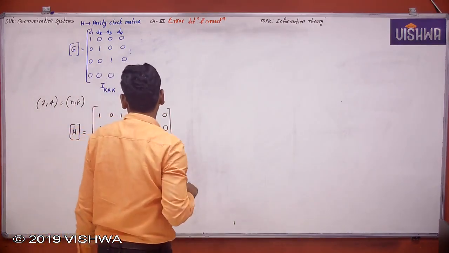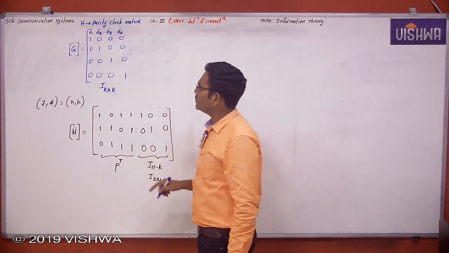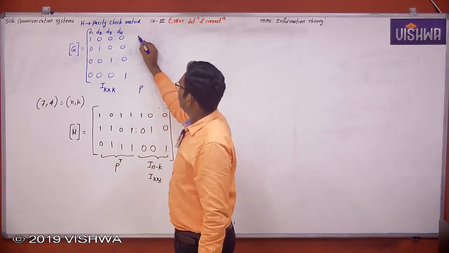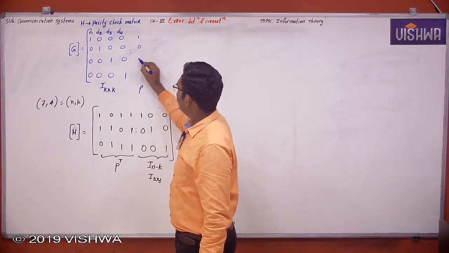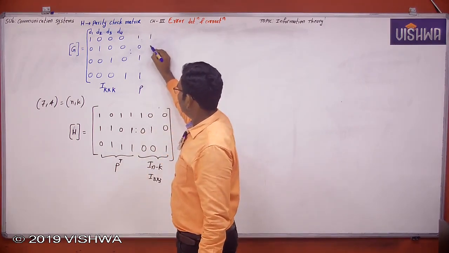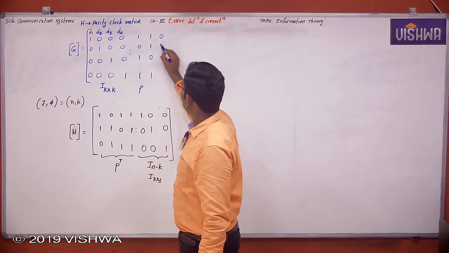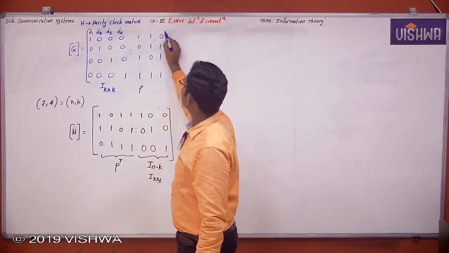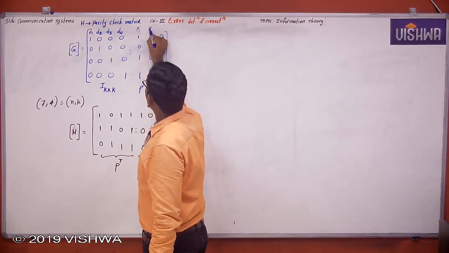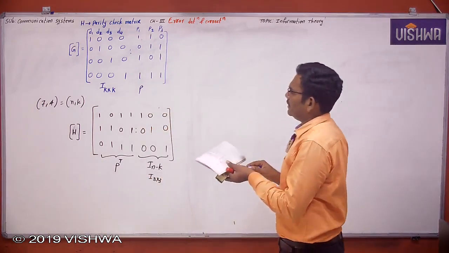Now what is the second part? It is the parity matrix. But what is already available? P transpose is there. Therefore, again you take the transpose of this: 1 0 1 1, 1 1 0 1, 0 1 1 1. Now this is nothing but P1 P2 P3. That is the generator matrix.